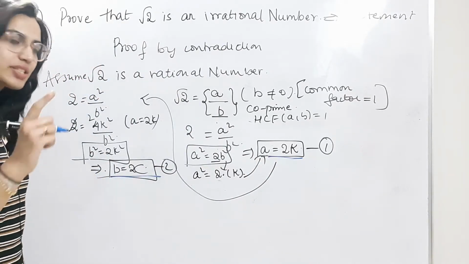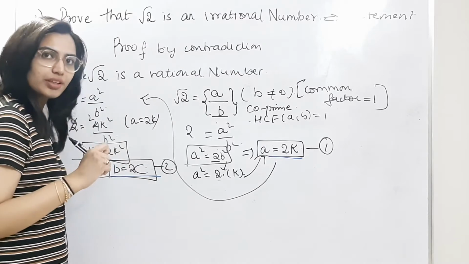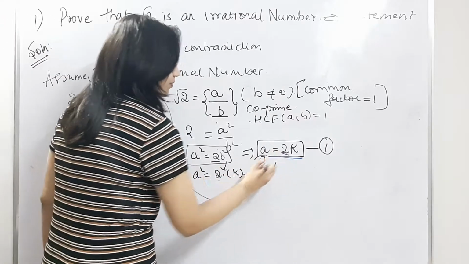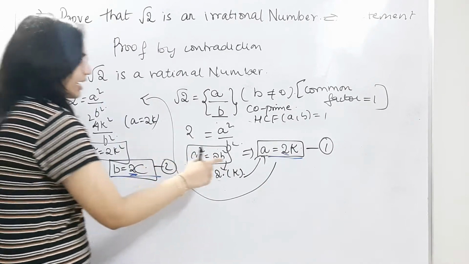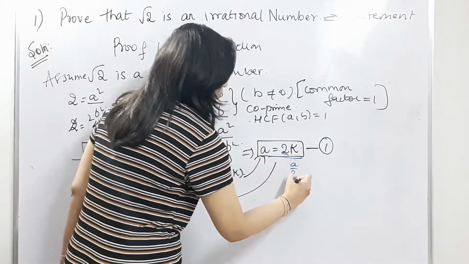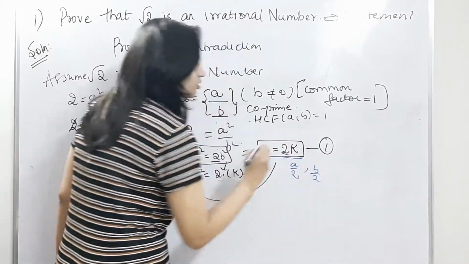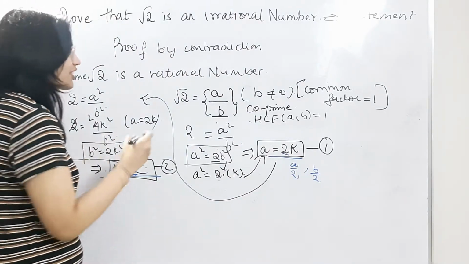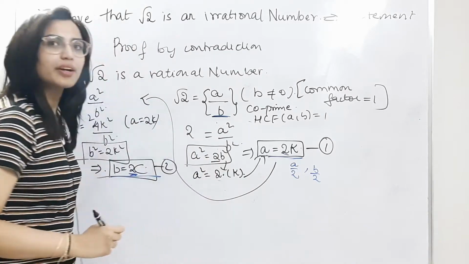But can you see what is common here? You have seen that there is a common factor here too. That means a can be divided by 2 and b can be divided by 2 also. But remember what we have said earlier. We've assumed that a by b is co-prime.